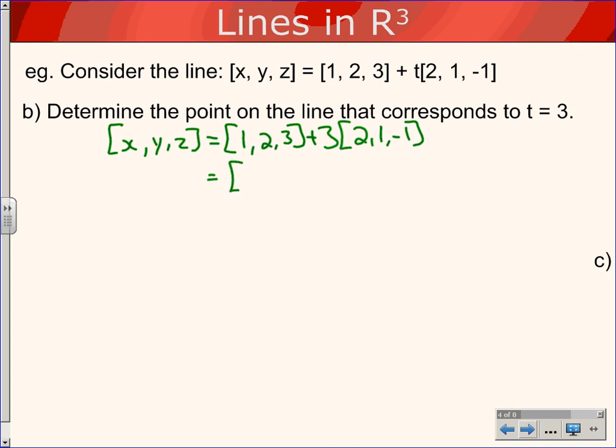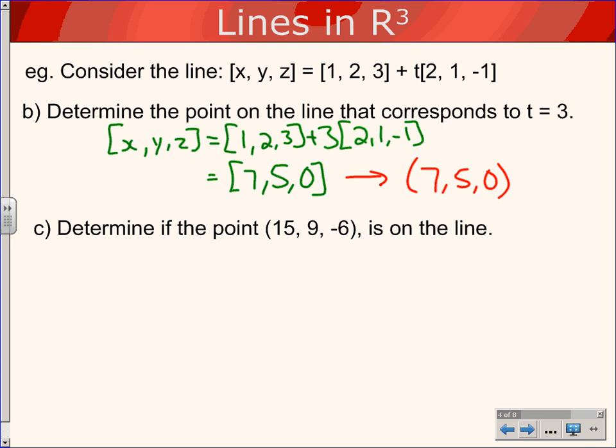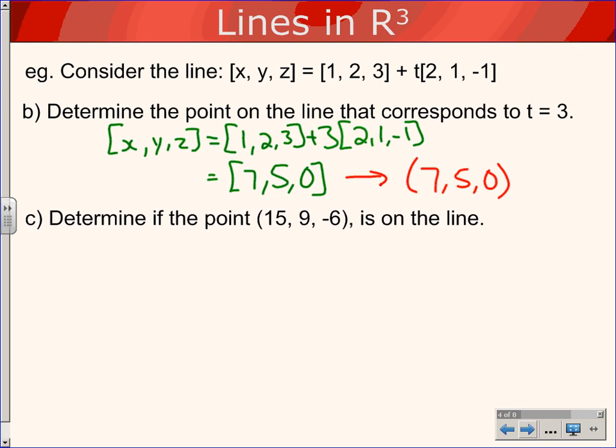So our answer here is 7, 5, 0. It's saying to get to a point on the line, you'd end up traveling along the vector 7, 5, 0, and then the point we'd end up at is actually 7, 5, 0. Honestly, I'm not going to be too concerned when you finish this if you've left it as square brackets or round brackets. I do want you to keep in mind there is a difference. The square brackets mean a vector, but it means we're ending up at the point 7, 5, 0 in the end. So just keep in mind there is a distinction.